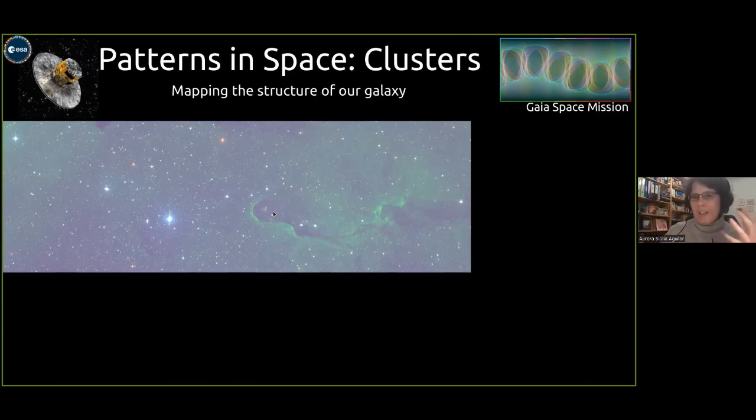But if you try to look at individual objects and see what happens, you have the problem, the same as with constellations. You don't know which objects are related. And then we have tools that look for patterns, such as the Gaia Space Telescope.